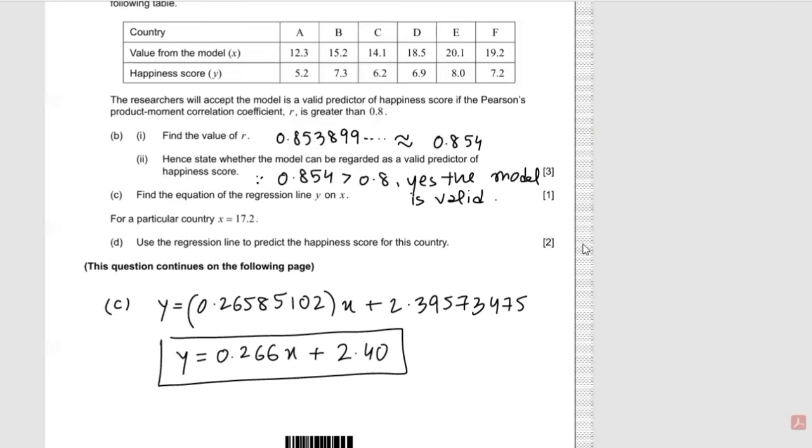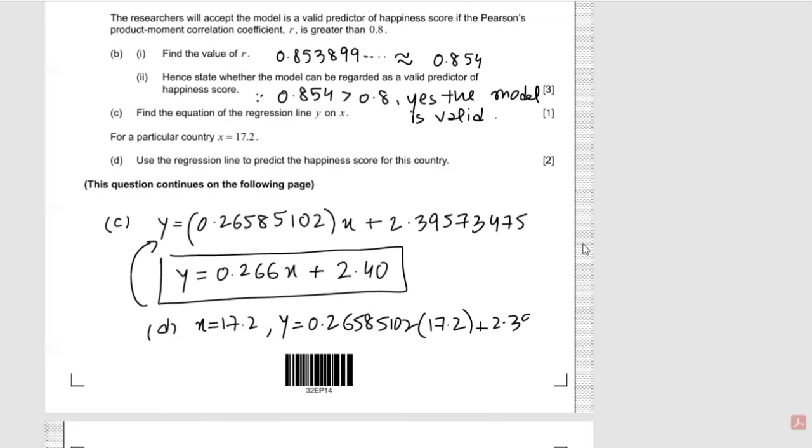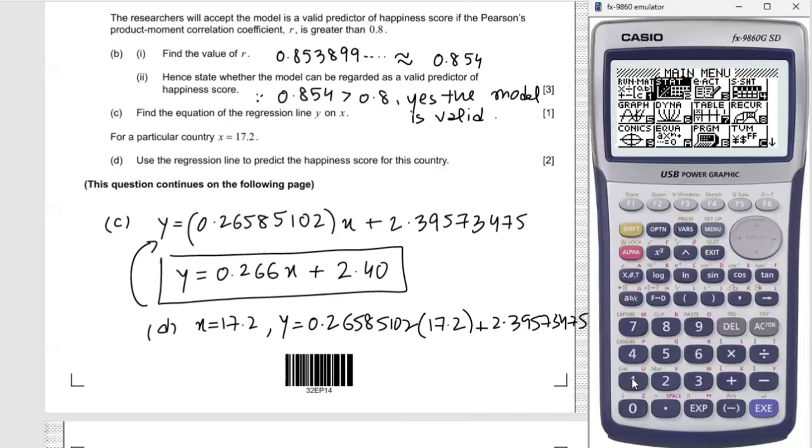For a particular country, x is 17.2. Part D. So they're saying use the regression line to predict the happiness score for this country. Okay. So now we need to sub in for part D. We need to sub in x equals 17.2. So let's go. x is 17.2, but you see, I'm going to put it in this unrounded one. So y equals 0.265855102 times 17.2 plus 2.39573475, right? Let's get this in the normal calculator.